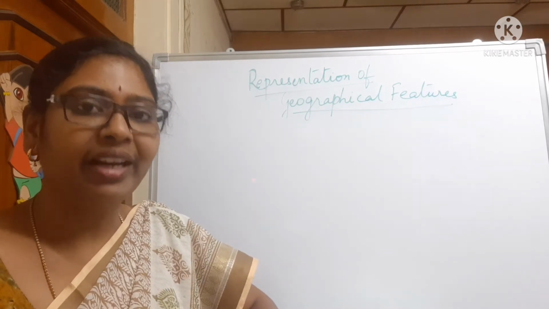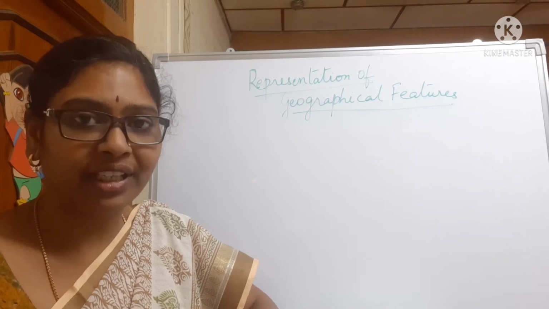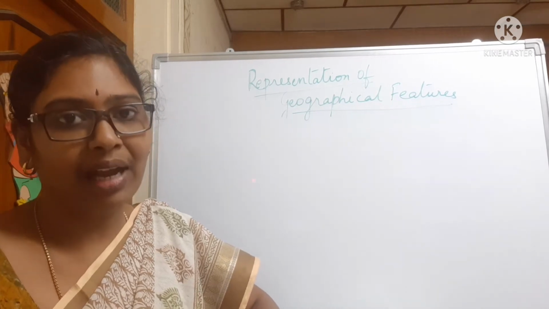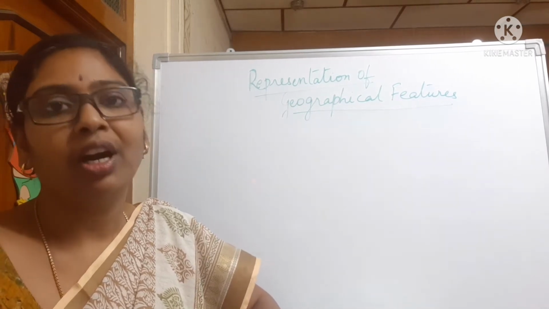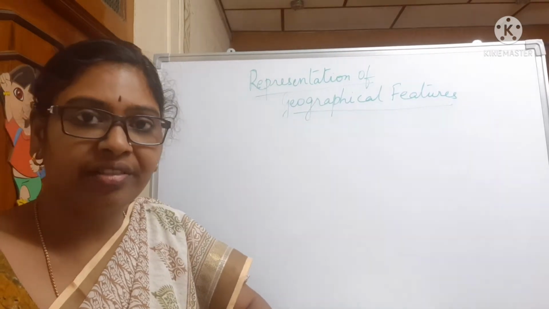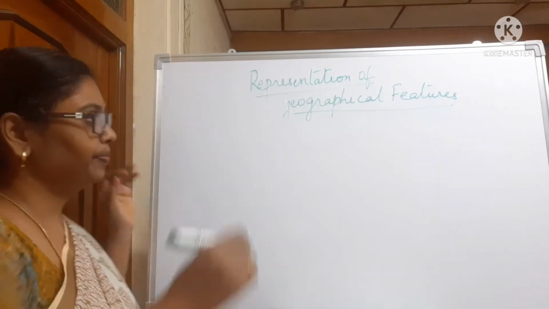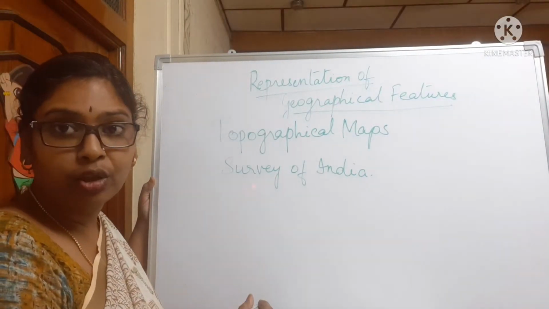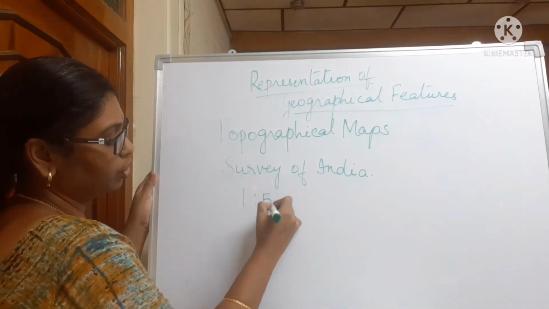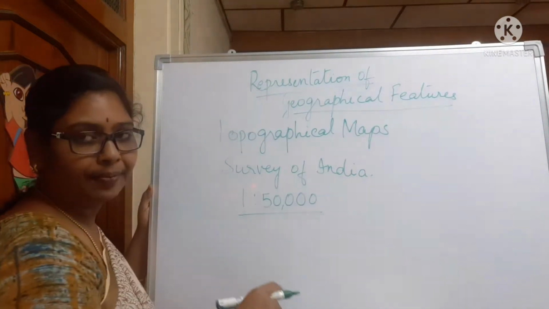Now a new aid of knowing a place, that is a topographical map. A topographical map is a large scale map which is used to know every minute detail of a place. These topographical maps are given by the Survey of India. The Survey of India prepares these topographical maps on a scale of 1:50,000. Every map will have this kind of scale.